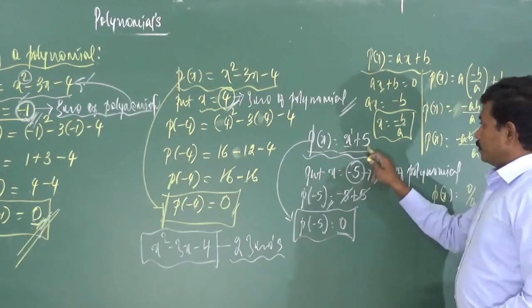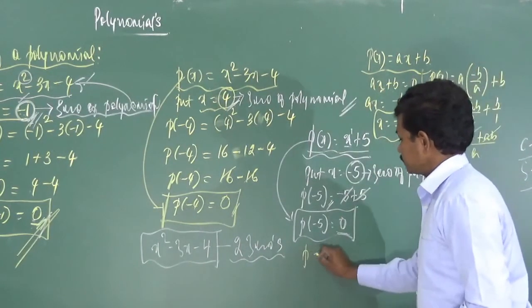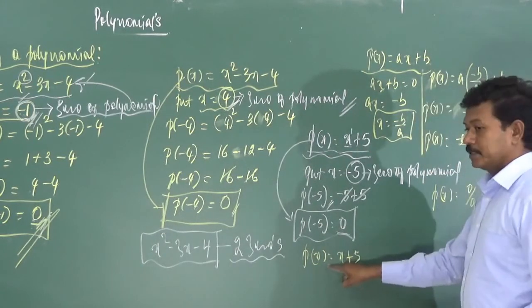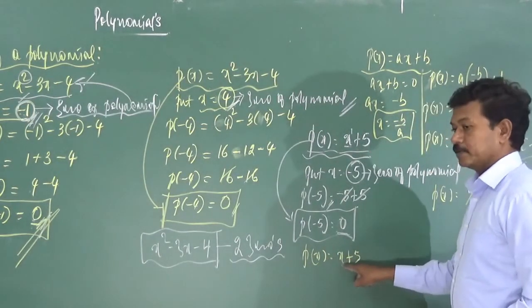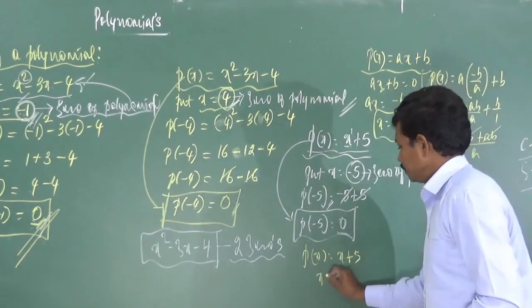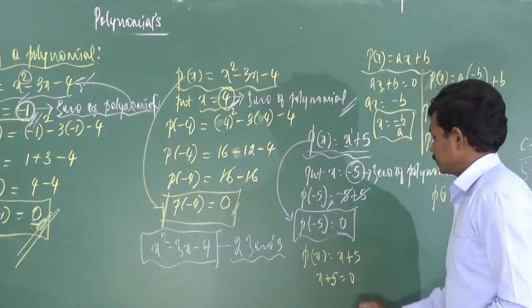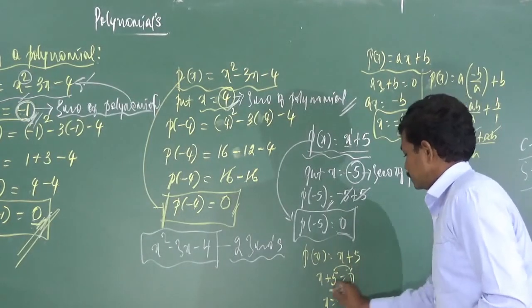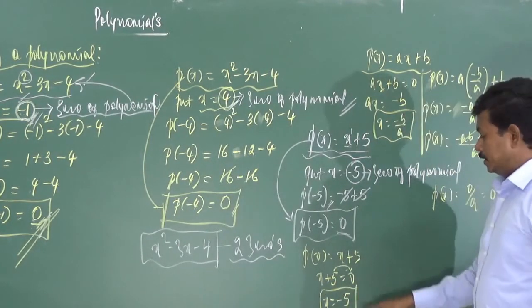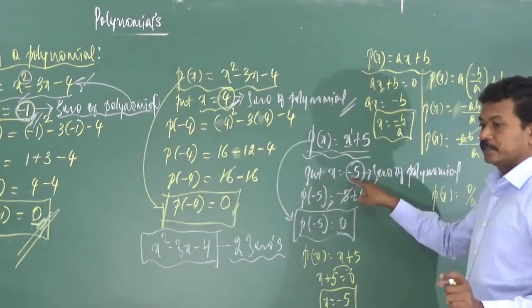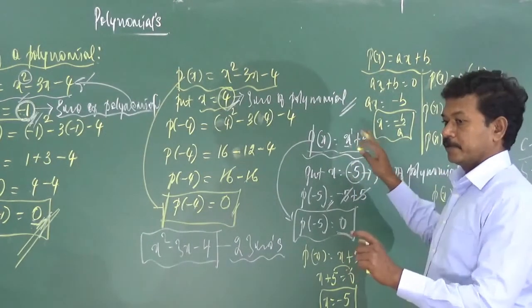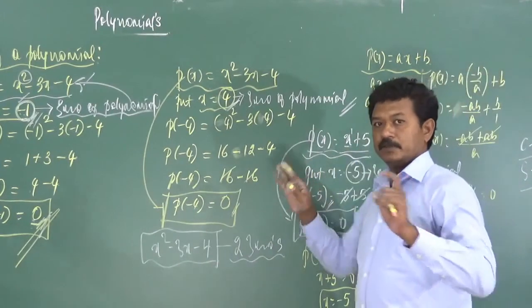Let us do an example here. p of x is equal to x plus 5. In order to get the 0 of this polynomial, we have to equate x plus 5 to 0. So x is equal to minus 5, as plus 5 comes to the RHS. That's all. This is how the zeros of the polynomial are found.